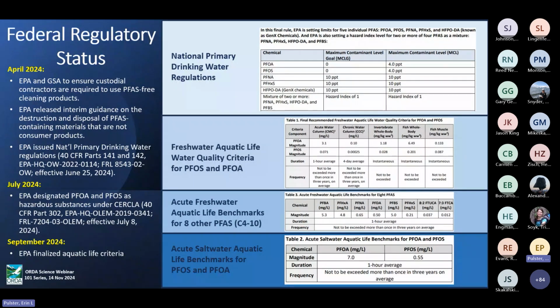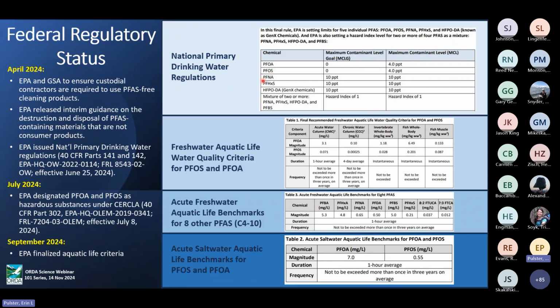And more importantly, they issued the first national primary drinking water regulations. So this essentially shows the maximum contaminant level goal for PFOA and PFOS is 0. That means it's not enforceable, but they would like to see 0 PFOS and PFOA concentrations in our drinking water, but the maximum contaminant level that's enforceable is 4 parts per trillion for both of those individually.